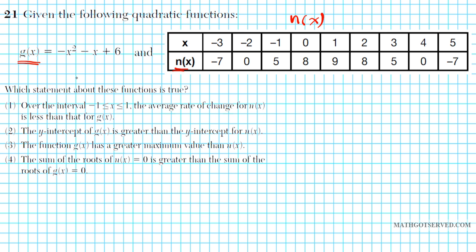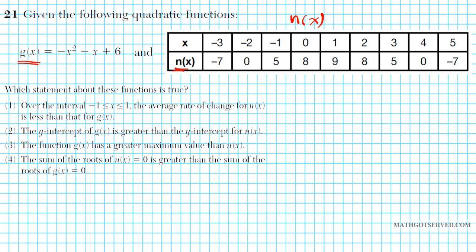Okay, so the first one: over the interval -1 to 1, the average rate of change of n of x is less than the average rate of change of g of x. So for statement number 1, we are to find the average rate of change of both functions and see if the average rate of change of n is smaller than that of g.